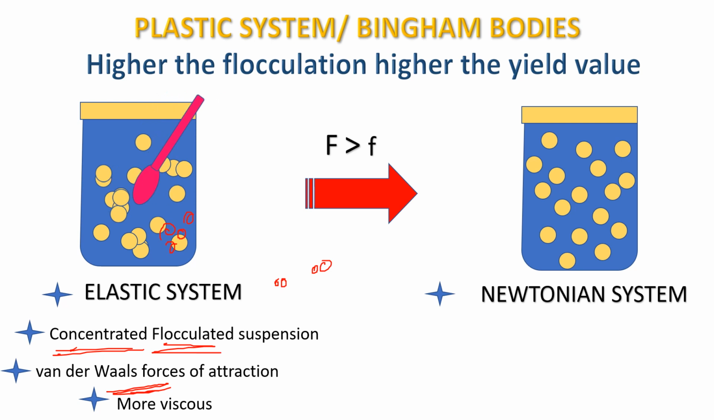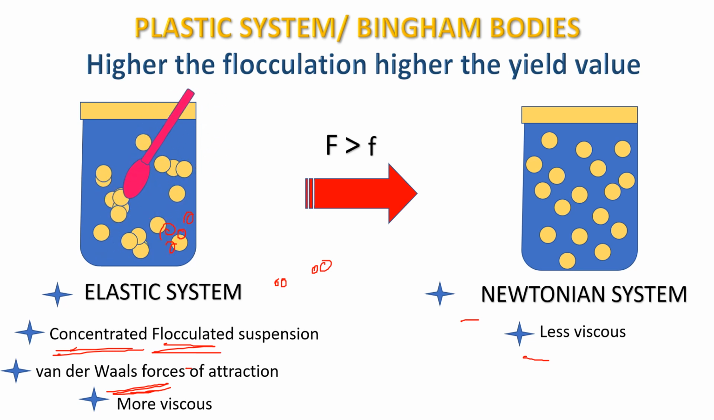Correct? If you have more unity, with more people, you need more force to break that unity. Correct? So that is how it is. If the flocculation level is higher, the yield value will be higher. Compared to this, the Newtonian system will obviously be less viscous. Yes or no? So this is a basic system.